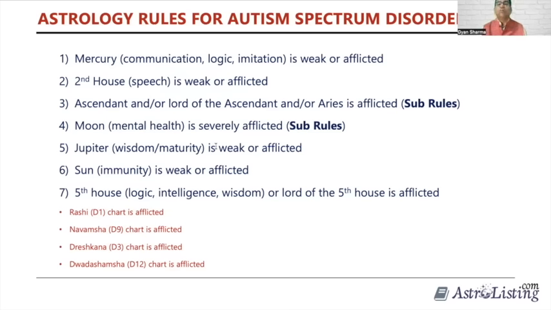Then come to the fifth point. Fifth point is about Jupiter. As we know, Jupiter is the best benefic planet, and it is the significator of maturity and wisdom. So a well-placed, strong Jupiter is very important for good mental health.